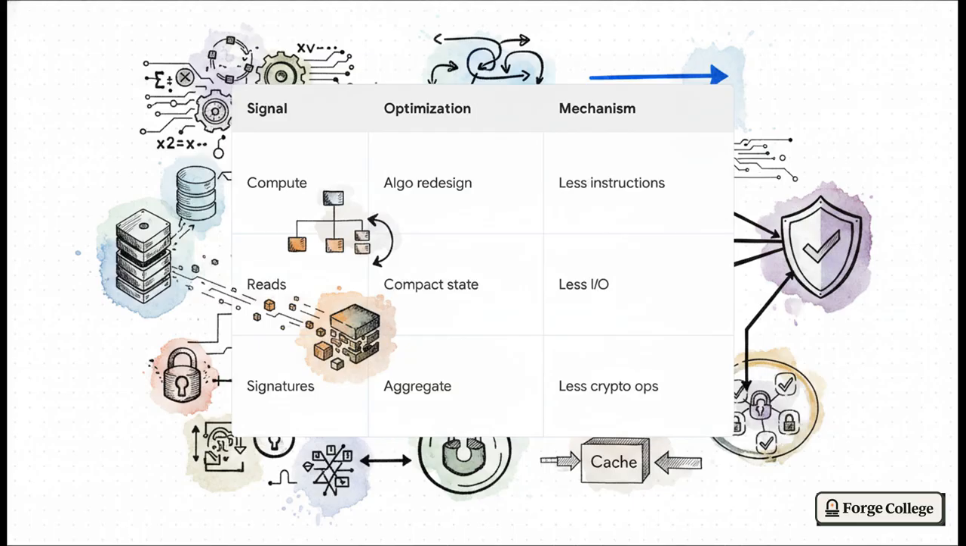But what if your signal shows a massive amount of storage reads instead? Well, that's an I/O-bound hotspot. The solution isn't better math, it's structural. You need to cache values or compact your data layout to actively reduce those input-output operations. And finally, if your measurements are flagging multiple signature verifications per transaction, your go-to move is aggregating those signatures. That reduces the raw number of crypto operations. It's like a giant puzzle, right? Every single signal has a specific logical countermove.